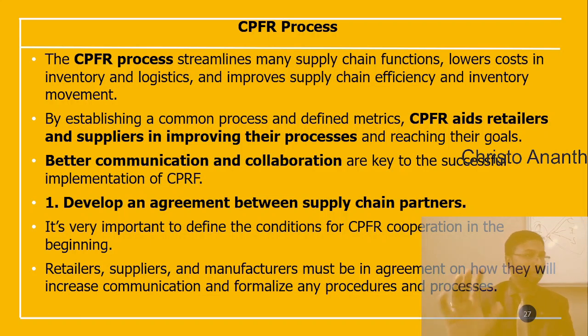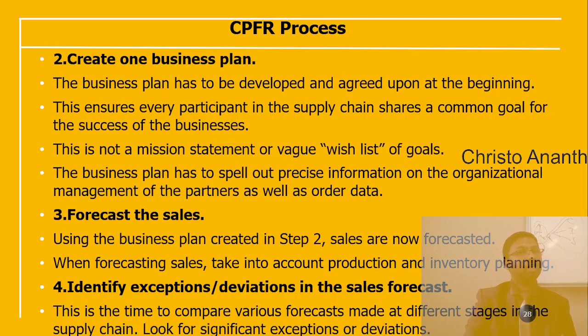So communication is important. Collaboration is very, very important for CPFR. You have to develop an agreement between the supply chain partners. You have to define the conditions of the agreement and the protocols that have to be followed for the CPFR cooperation. This is where the retailers, suppliers, and manufacturers should get into the agreement: how they will improve communication from time to time, and how they will formalize their business procedures and processes. And then you have to create a business plan.